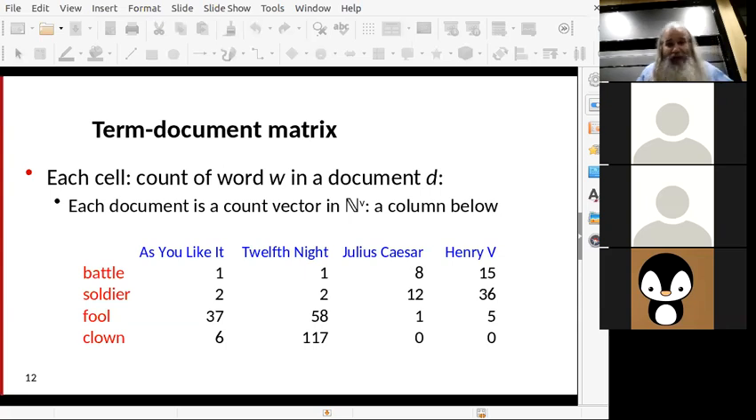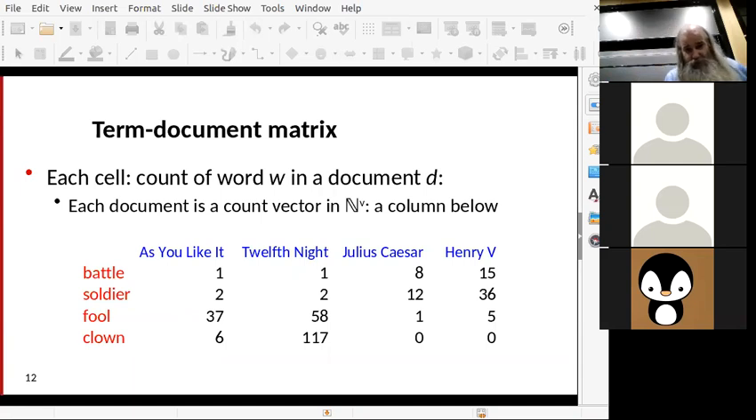So we take the word battle, and then we've got 4 plays, As You Like It, Twelfth Night, Julius Caesar, and Henry V. Don't worry if you've not read these plays, or you have read them at school and you absolutely can't remember the content. That's not important to what we're doing. Very quickly, you'll see what we're trying to do. So battle appears once in As You Like It, once in Twelfth Night, 8 times in Julius Caesar, and 15 times in Henry V. So it appears more often in Julius Caesar and Henry V.